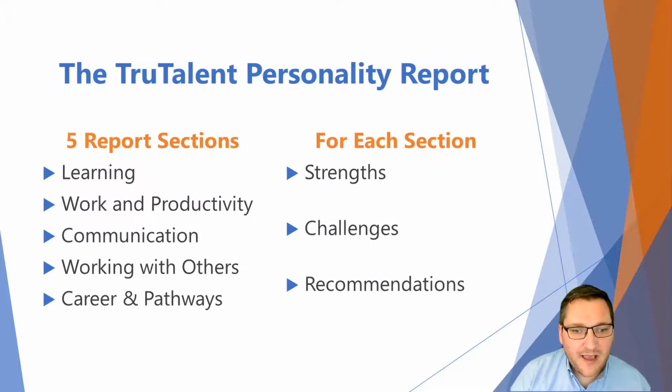The TruTalent Personality Report will include 5 sections: learning, work and productivity, communication, working with others, and career and pathways. Each section lists common strengths and challenges that are shared by people with our personality types. Each section also lists recommendations for how we might prefer to improve in the 5 areas based on our personality type.